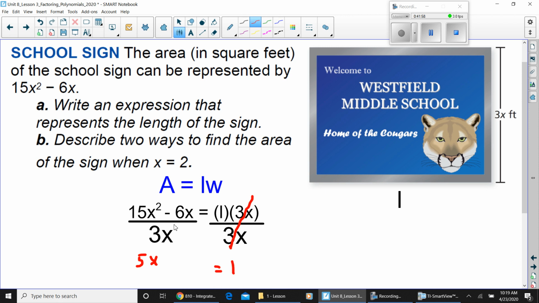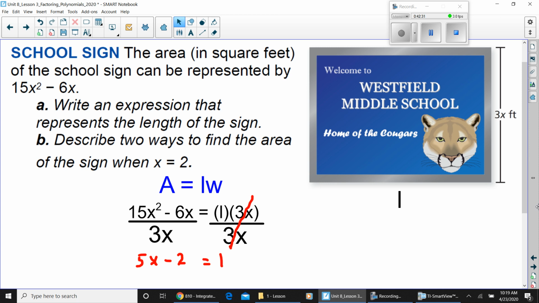Then you move over and it's negative 6 divided by 3, and that's negative 2. And then x divided by x, you just leave it. So negative 6x divided by 3x cancels each other out. And L is, believe it or not, 5x minus 2. You got it. And that's your length. Length equals 5x minus 2.